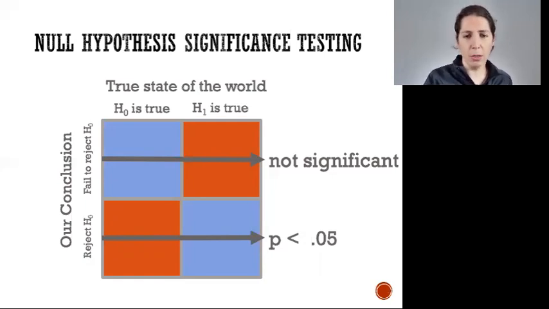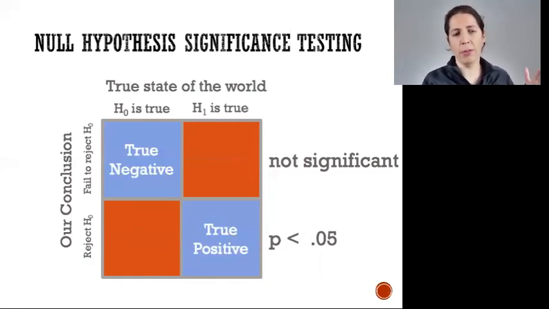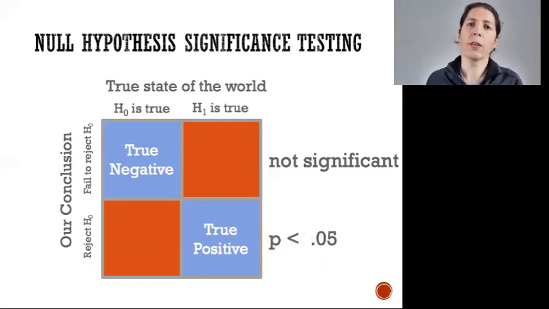So the correct conclusions would be, if we live in the left world where the null hypothesis is true, the correct conclusion is there is no effect. So the best case in the case of NHST is we fail to reject the null. And when we live in the right world where the null hypothesis is false, there is something there, then the correct conclusion would be a significant result.